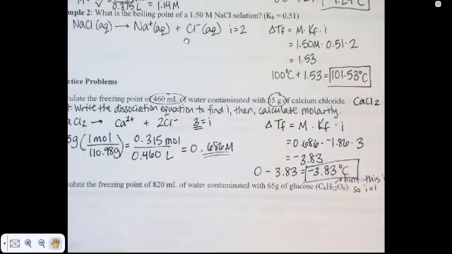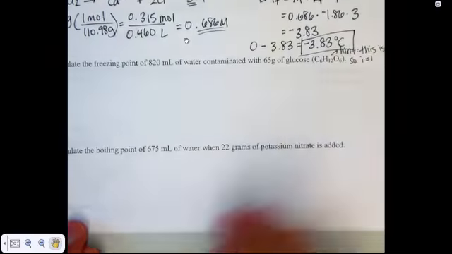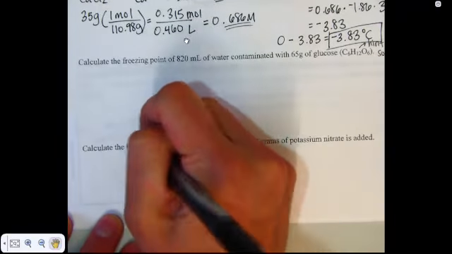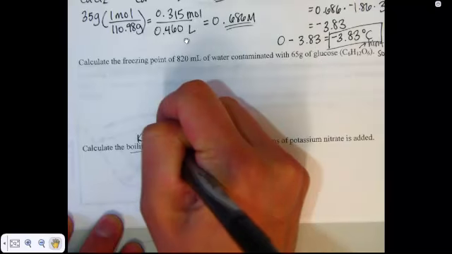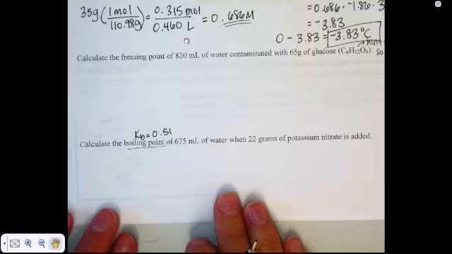Let's see, what else should we look at here? Let's go down to the bottom of the page. And we're going to calculate the boiling point. So this is a little bit different. We're going to use a KB this time, and that's 0.51. That's at the top of the page.